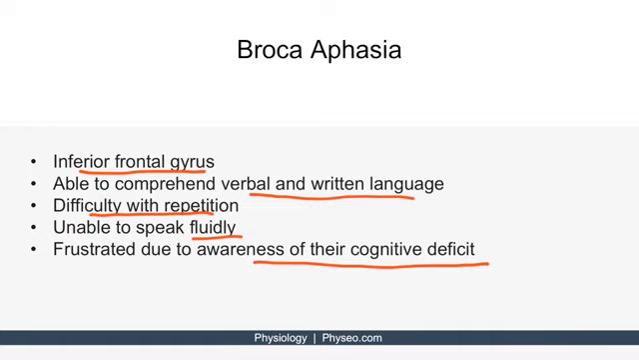Some students use the letter B in Broca to remind them that boca, which just means mouth in Spanish, is broken. So B for broken boca. In other words, their mouth, in a sense, is broken, so they can't get words out. And this inability to speak is a unique finding to Broca aphasia.